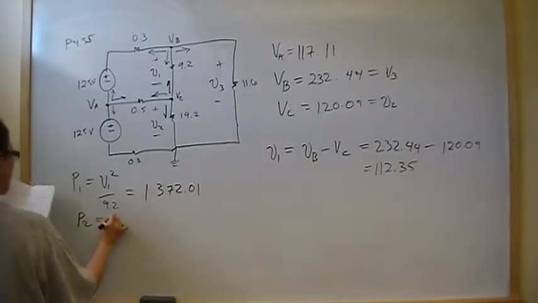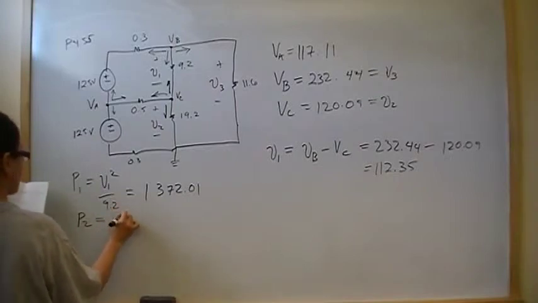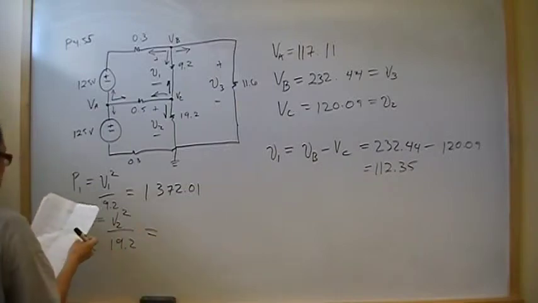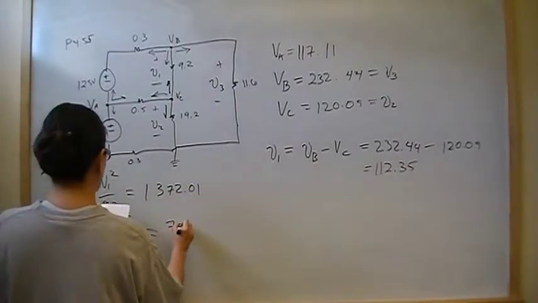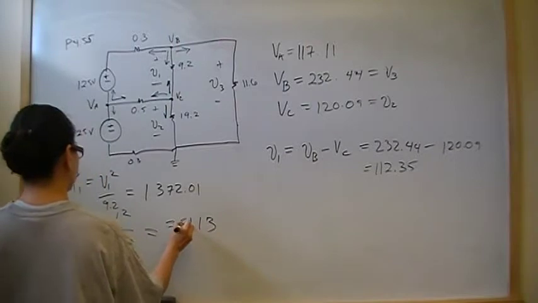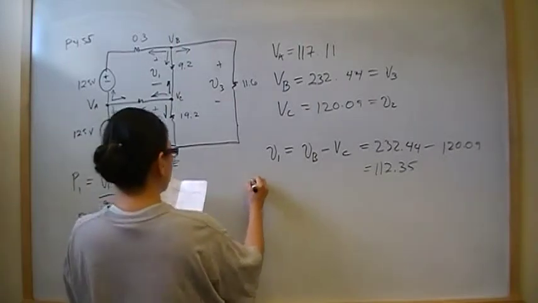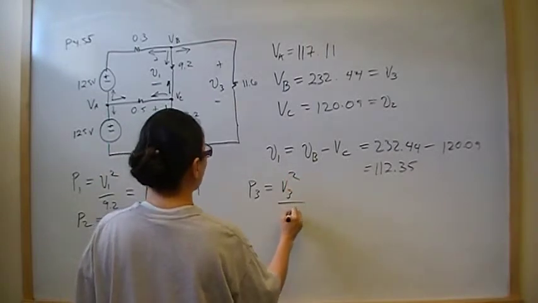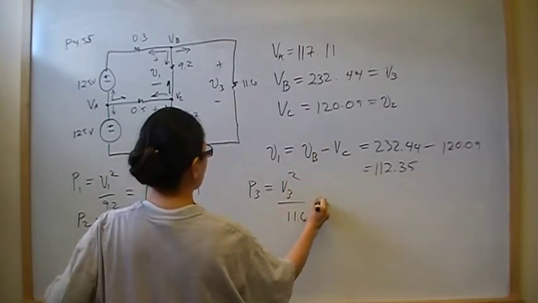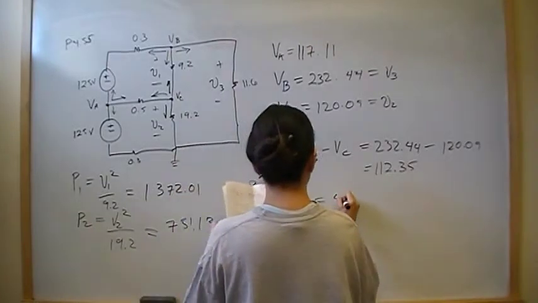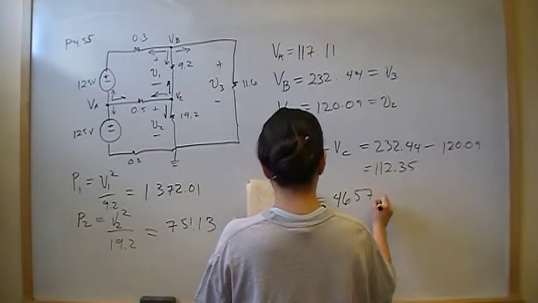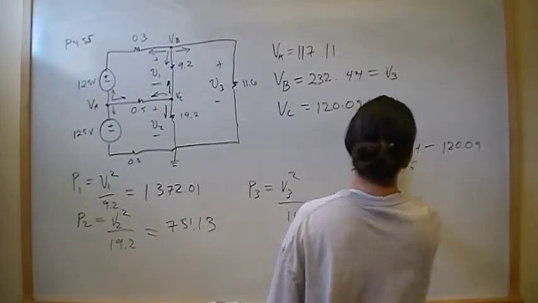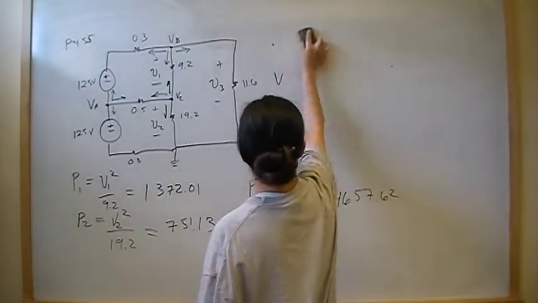P2 is going to be V2 squared over 19.2. Do the math and it should come to 751.13. P3 is going to be V3 squared over 11.6. That will give you 4657.62. Okay? So the power delivered is going to be the sum of those three.